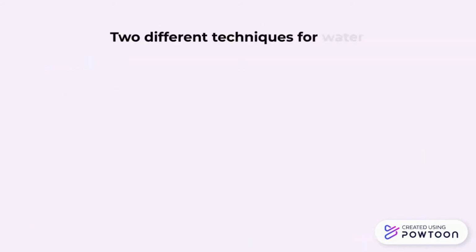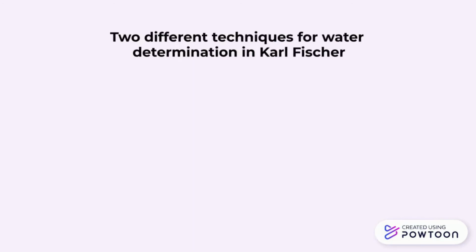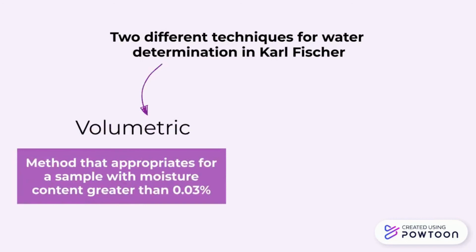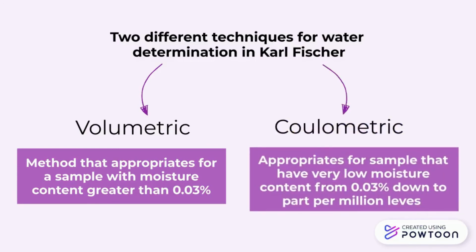We have two different techniques for water determination in Karl Fischer. First, the volumetric method, which is appropriate for samples with moisture content greater than 0.03%. Second is the coulometric method, appropriate for samples that have very low moisture content, from 0.03% down to ppm.